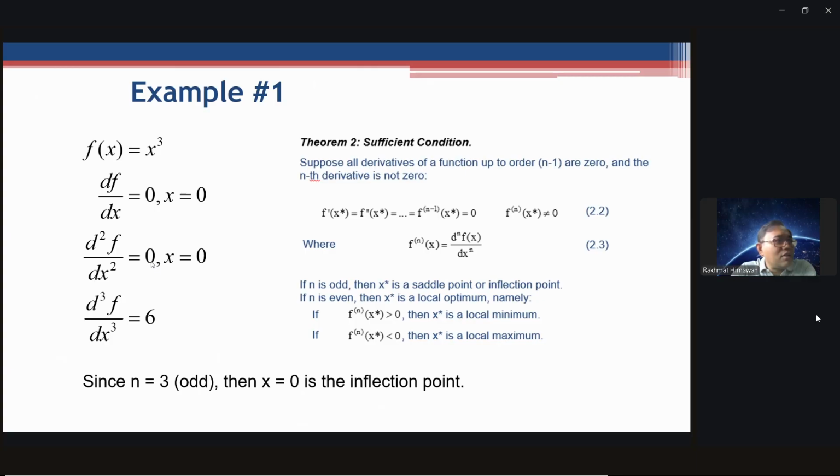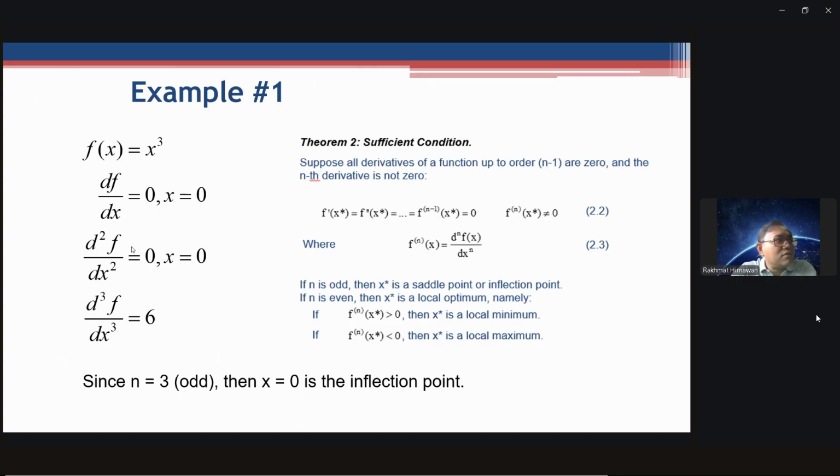And if x is 0, then the second derivative is also 0. Until you take the derivative a third time, there is no x anymore. You run out of x. Only 6 now. It was what?